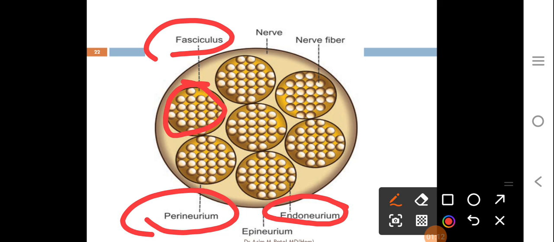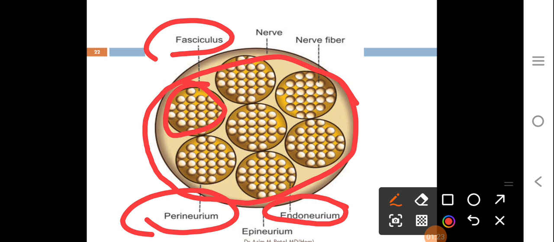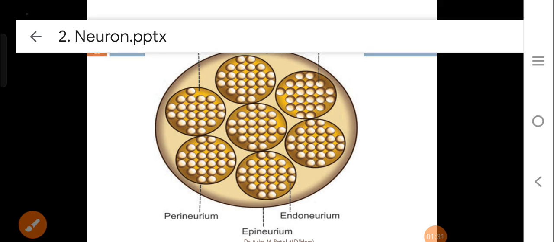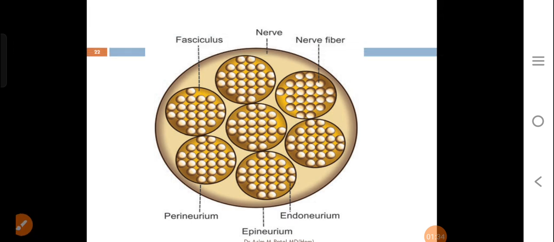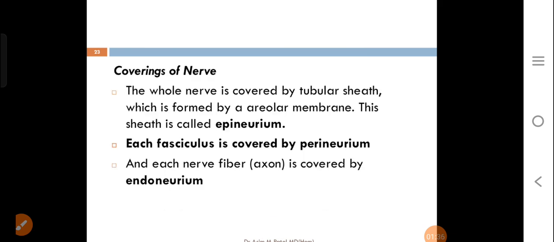and many such fasciculi form a nerve. Externally there is also a membrane; the whole set of fasciculi is covered by epineurium. So this is the structure of a nerve. The whole nerve is covered by a tubular sheath formed by areolar membrane. This sheath is called the epineurium. Each fasciculus is covered by perineurium and each nerve fiber is covered by endoneurium.